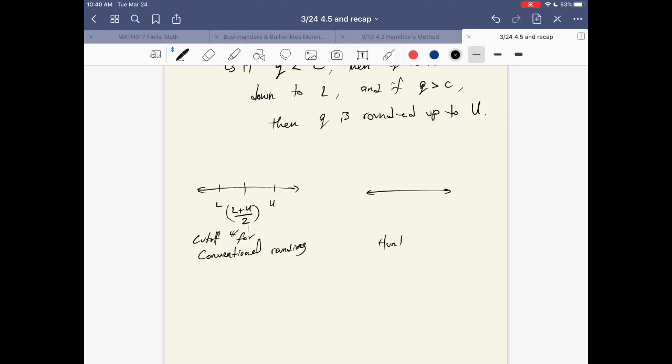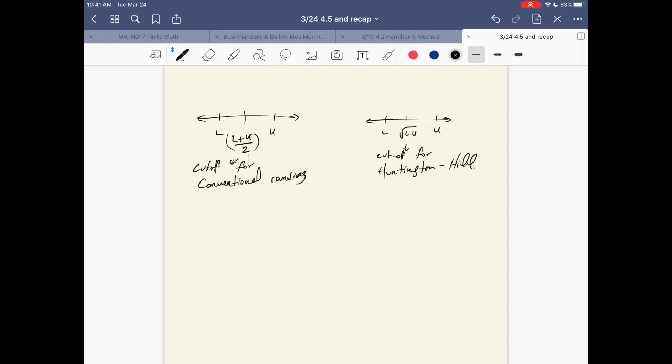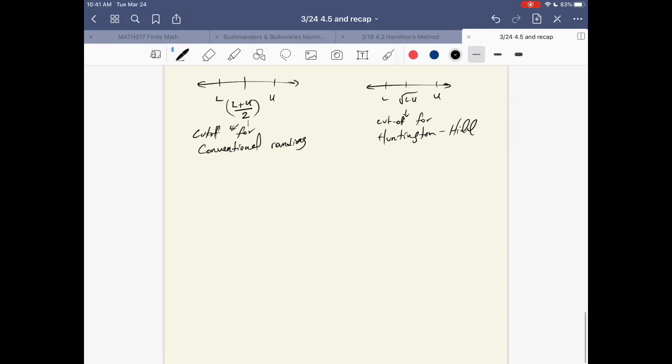For Huntington-Hill, we're going to get a number which is a little to the left of that line. So now we have L and U, and instead our cutoff will be the square root of L times U. Cutoff for Huntington-Hill. Okay. So you can ask me questions in the near future if that's confusing for you. But why don't we do an example for now?